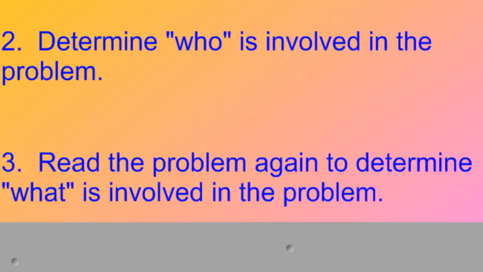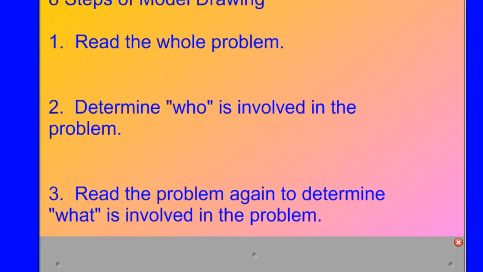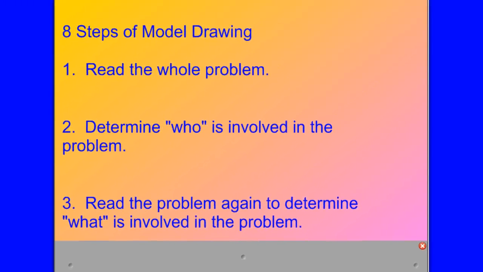And then the next thing is to read the problem again, and this time you've already figured out the who. What you're going to look for is the what, and that is the thing that the person owns. So those give you 2 critical pieces of information for what your word problem is about.